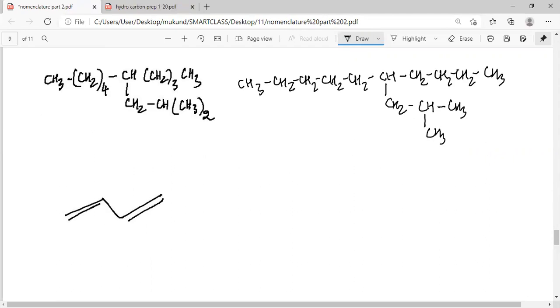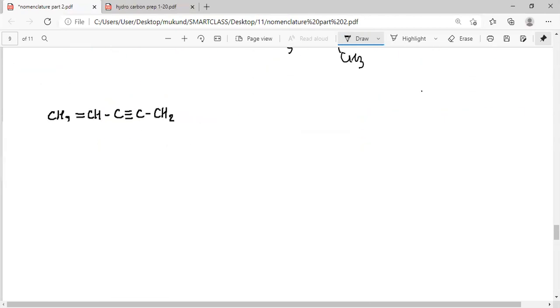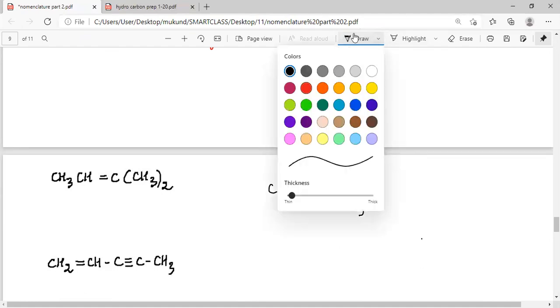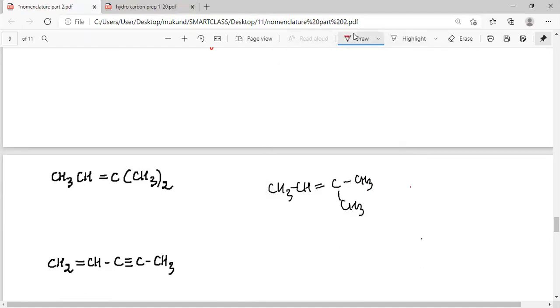And let me write the structure for this compound. It is CH2 double bond C H. Then again you have CH double bond CH2. Now let me give names to all these compounds. Let me start with this.